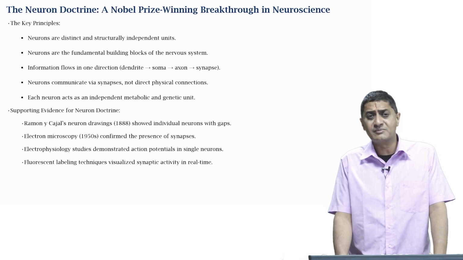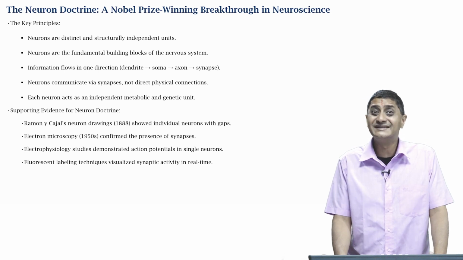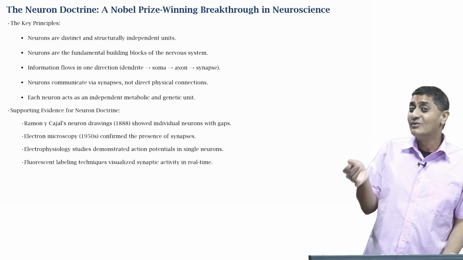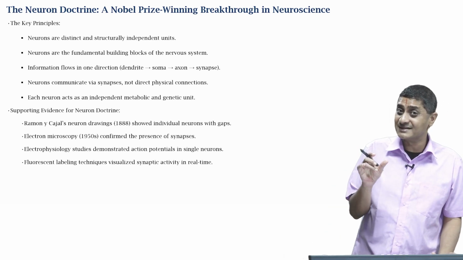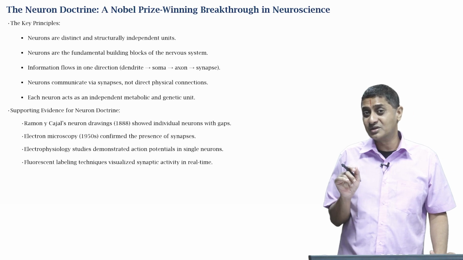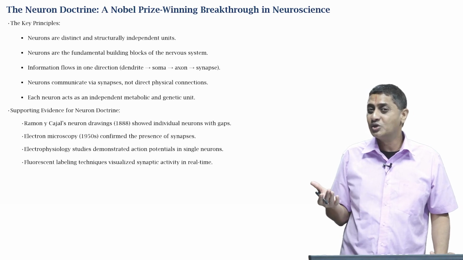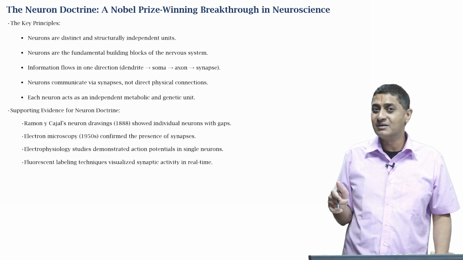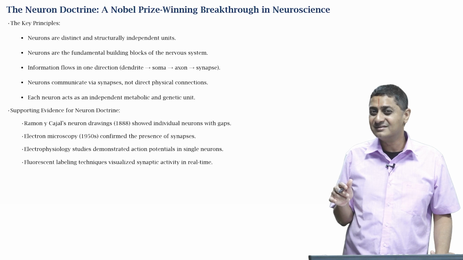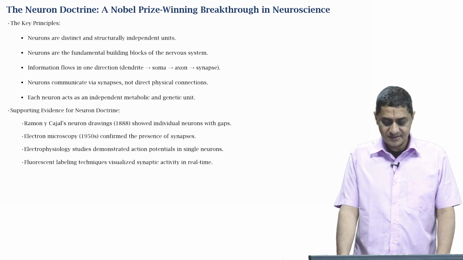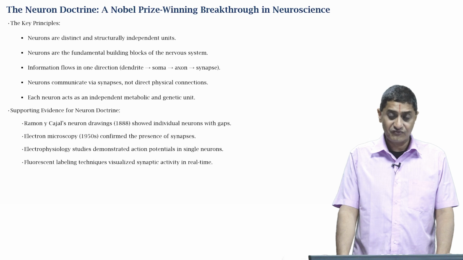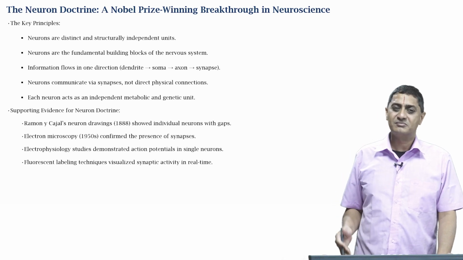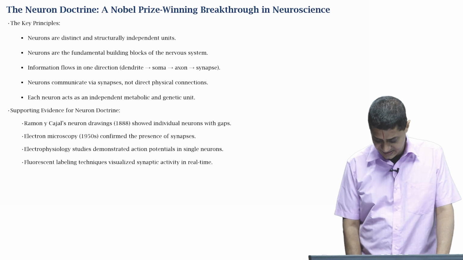Further, electrophysiology studies demonstrated action potentials in single neurons and also delays between neuron communication. If the communication is purely electrical, happening within a single neuron, because the other neuron is also part of the same network, you won't actually have delays. If there is a delay, that means between two neurons that are communicating with each other, there must be a gap. This gap is what is causing the delay. That delay is called a synaptic delay. And also later, fluorescent labeling techniques helped scientists to visualize synaptic activity in real time.